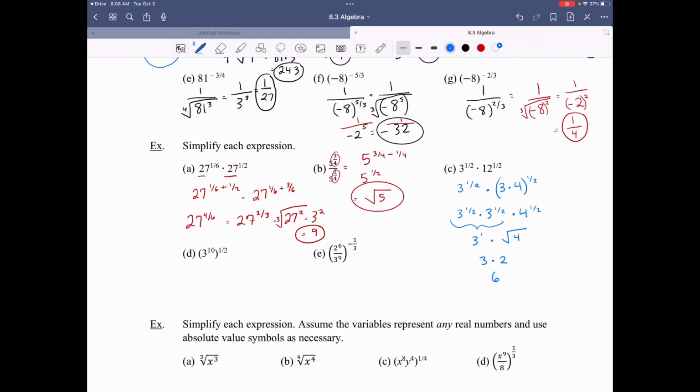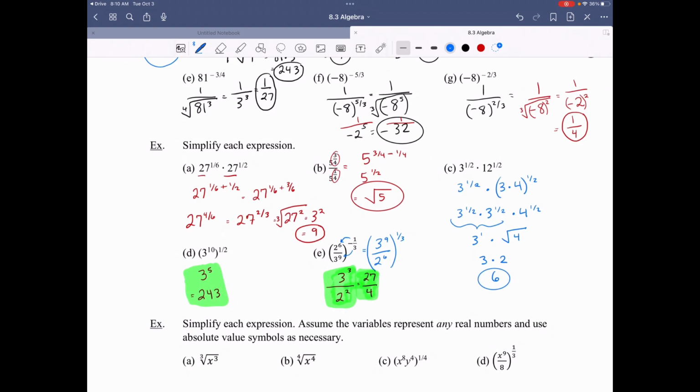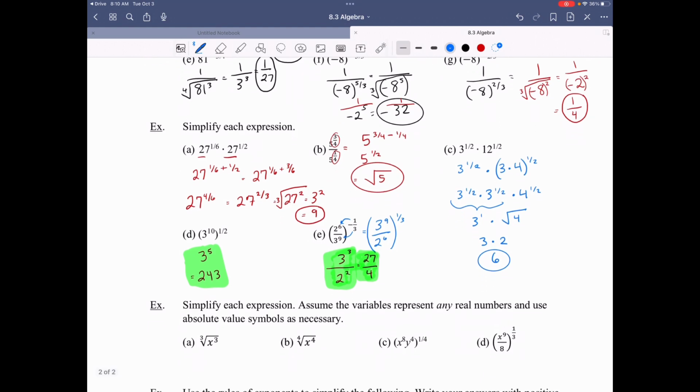I think you can do D. E is also doable. You'll just distribute this. But first, before you distribute it, flip them. Make this exponent a little bit smaller so it looks like an exponent. And then raise it to the positive 1/3. All right, so go ahead and do D and E. I think those ones are doable. And then we'll come back. Did you get 243 for D and 27/4 for E?